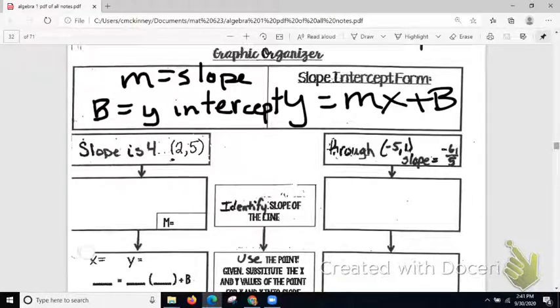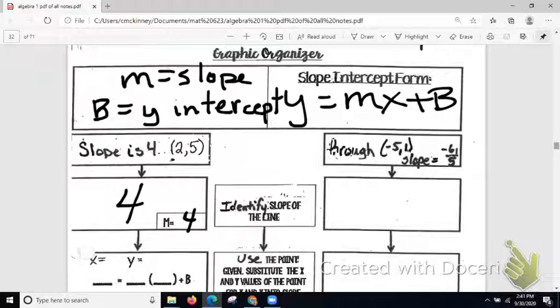All right, so in this specific problem, they're telling me the slope is 4, and it goes through this point, 2, 5. So my first goal is I just need to identify what's the slope. In this case, that's easy. The slope is 4. I could write that over here, whatever. Now I'm going to use the point that I've been given to figure out what the b is.